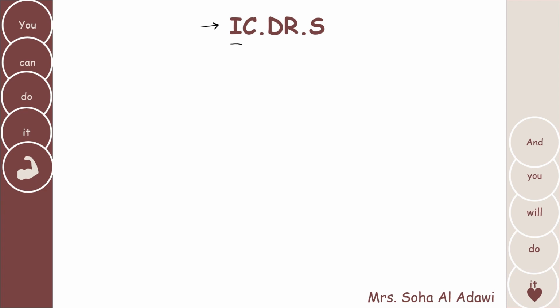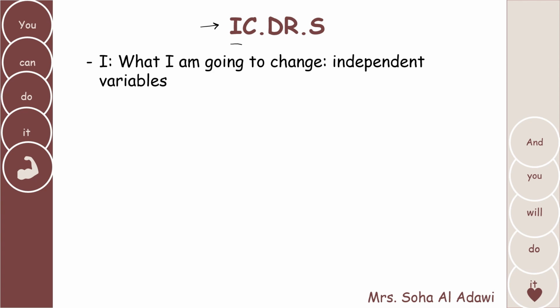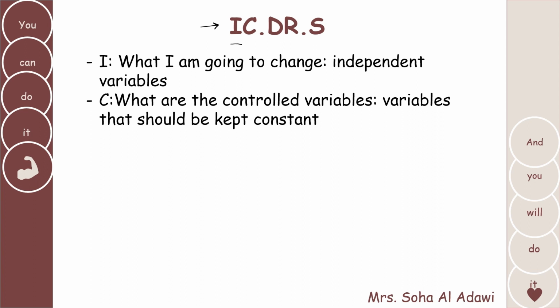So I stands for the independent variable, and the independent variable means the variable that you are going to change in the experiment. And C stands for the controlled variables, or the variables that should be kept constant. Actually, all variables except the independent variable should be kept constant throughout the experiment. Don't worry, I'm going to show you an example in a few minutes.